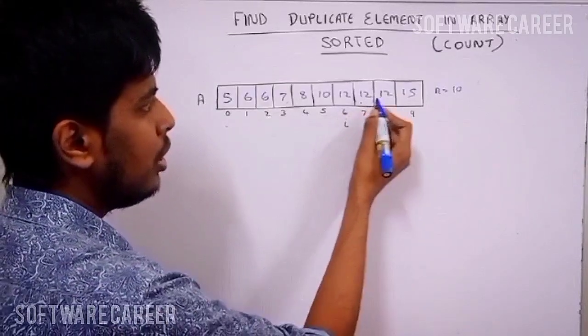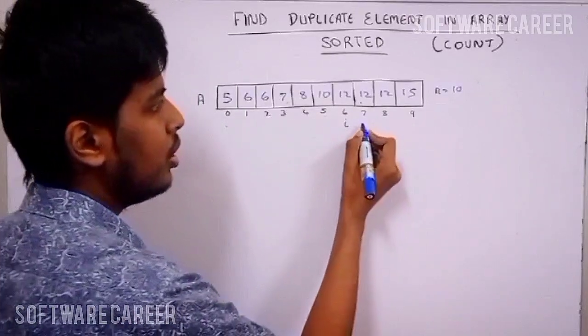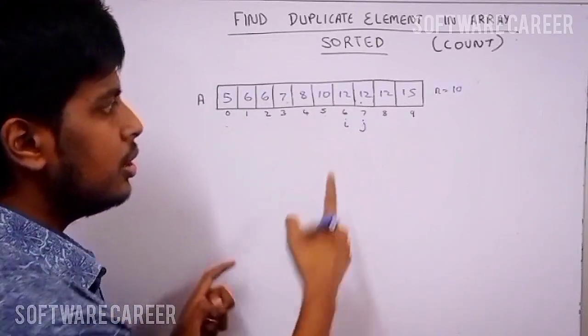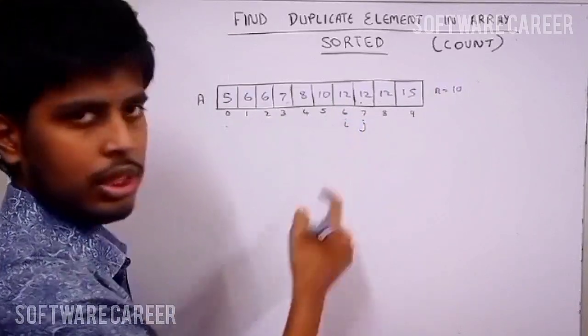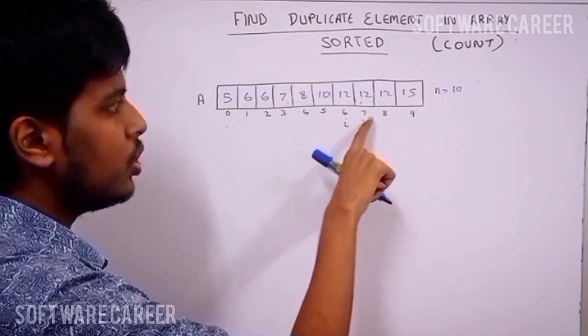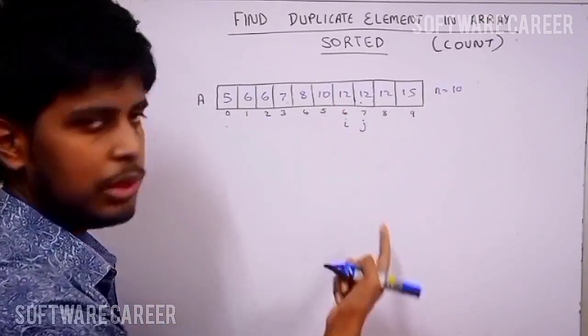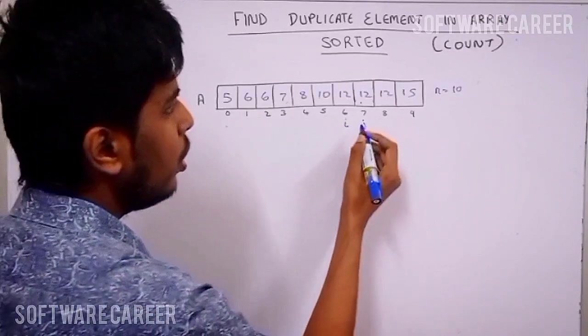So how many times is 12 present in this array? You should take another variable for counting, j. J is 7. You should take 6 plus 1, I plus 1 is j. So j is pointing towards 7. If a of 6 equals a of 7, you should take another variable j which equals I plus 1.